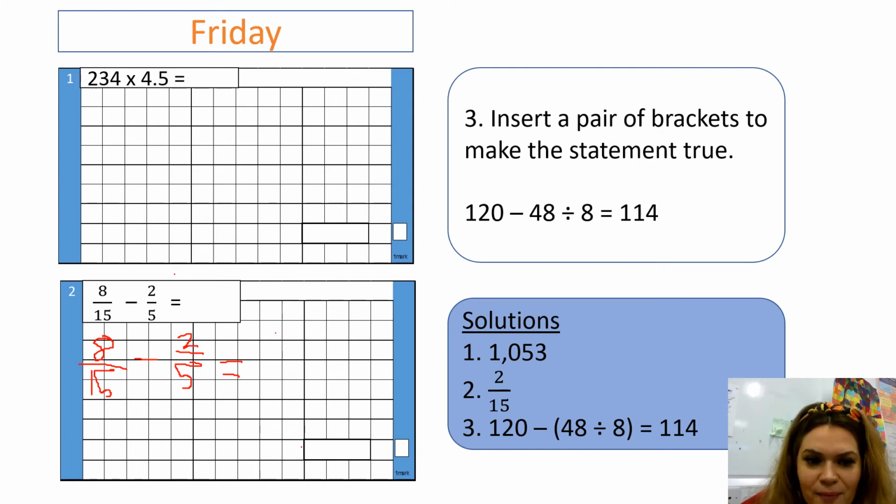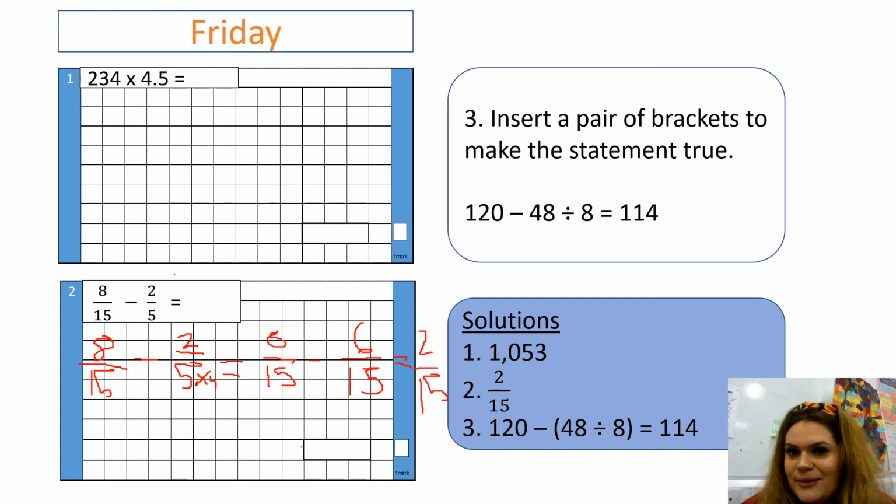So I'm going to keep my 8 15ths the same. And I'm going to multiply my last fraction by 3. 5 times 3 is 15. And whatever I do to my denominator, I must do to my numerator. 2 times 3 is 6. So my answer should be 2 15ths. And we can't simplify that because I cannot find a common factor of 15 or of 2. So we can't simplify it.